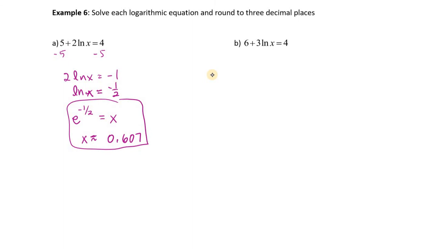For part B, try it on your own maybe first. Subtract 6 from both sides. Divide by 3. Use the definition of a log. So this is base e. So e to the negative 2/3 power is going to equal x. Use your CAS to figure out what that is. x equals 0.513.